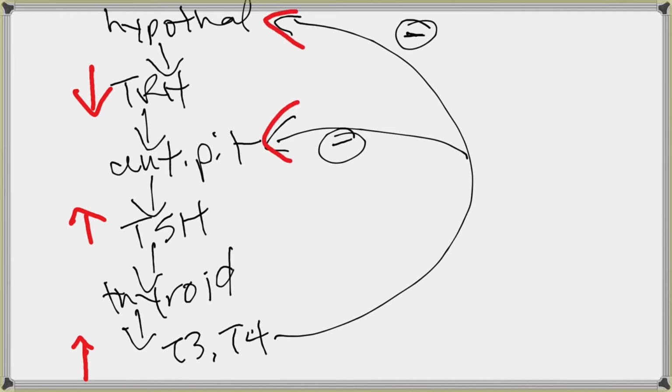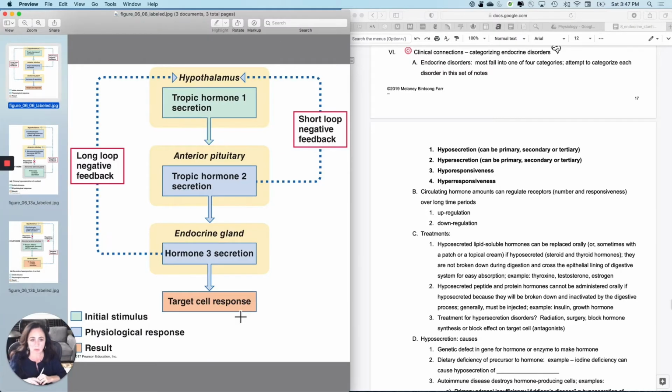Okay, but you could also have a tertiary hypersecretion, and a tertiary hypersecretion would go 1, 2, all 3, and then the problem is with the hypothalamus. Okay, so we'll come back to this in just a second, and I'll explain the autoimmune one for you.